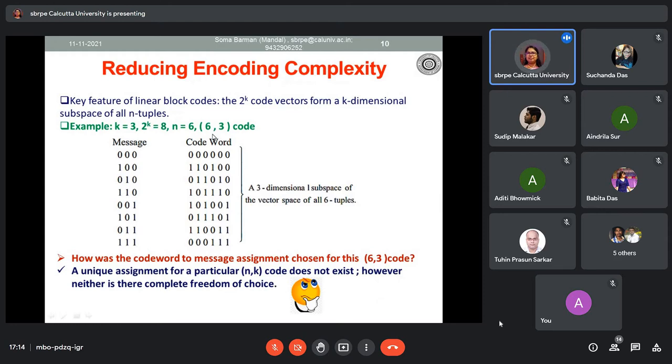Okay, so you have the freedom to choose those 8 code words from the 64 code words, but this complete freedom is not there, because this has to follow the properties of the linear block code. The zero vector should be there. The sum of any 2 code words should also be contained within your code words, and the minimum Hamming distance should be equal to the minimum Hamming weight. So these 3 properties should be followed when choosing the code words. Okay.